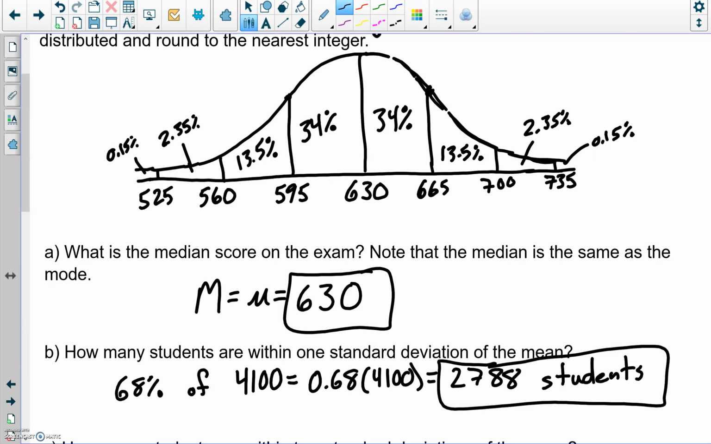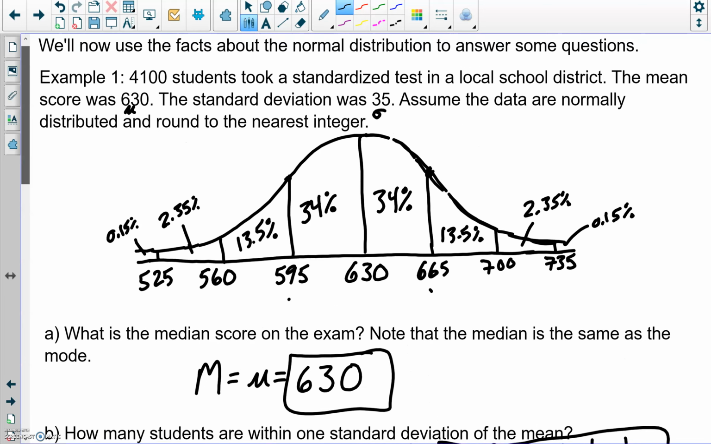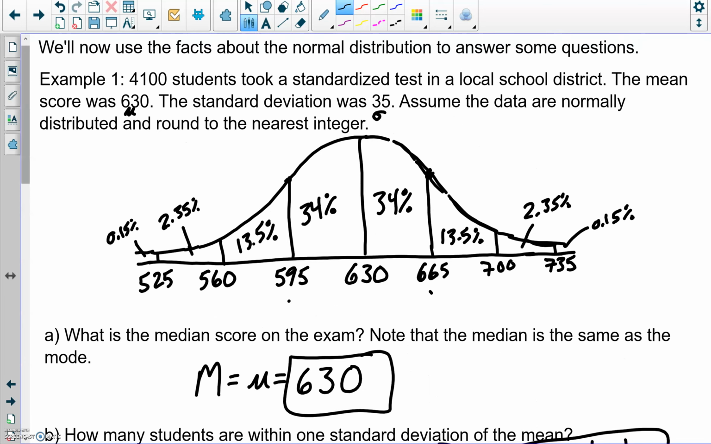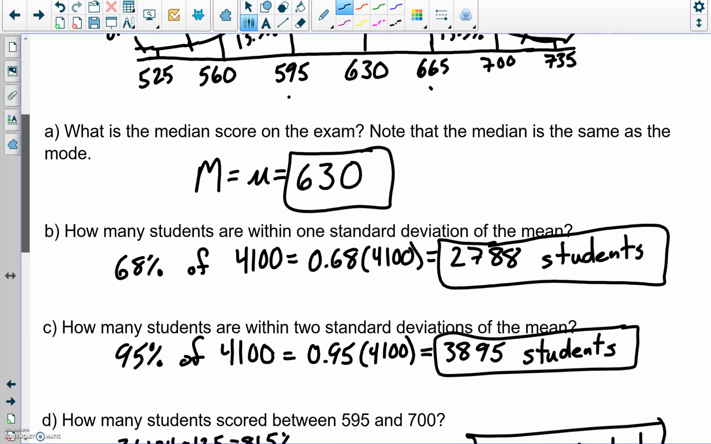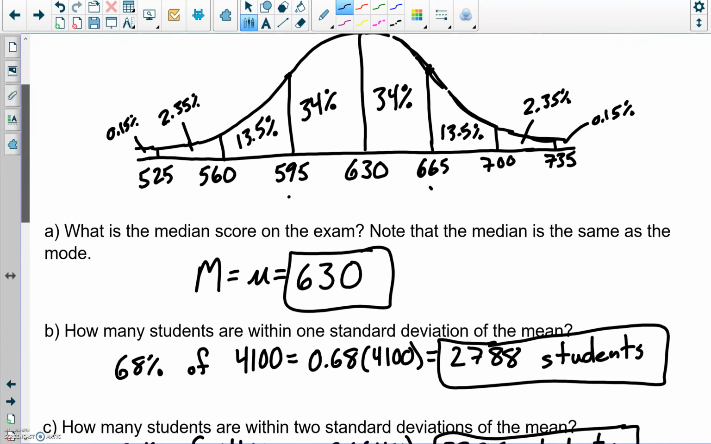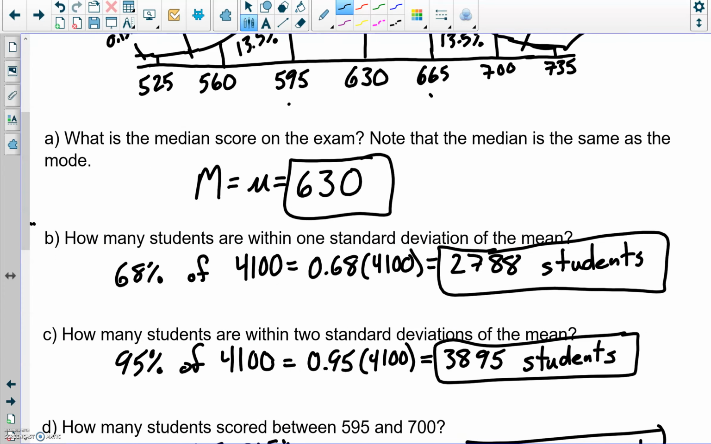And then part B, within one standard deviation of the mean. Whenever they say within one standard deviation, you're talking about from 595 to 665 in this problem. And more importantly, 68% of the data is going to be within one. So then you just take the total number, which was given up here, there were 4,100 students, and multiply that by 0.68, or find 68% of that 4,100. And that gives you 2,788 students within one standard deviation.